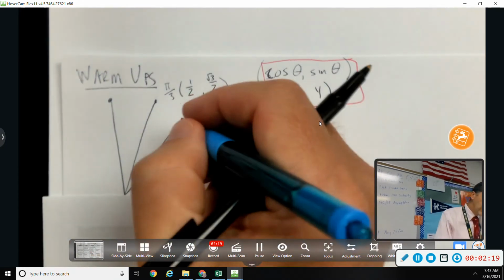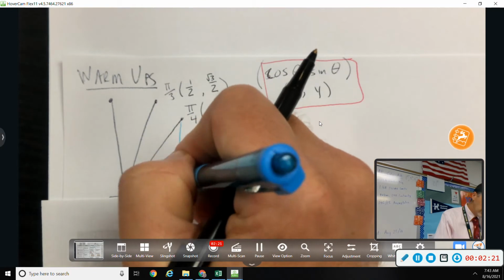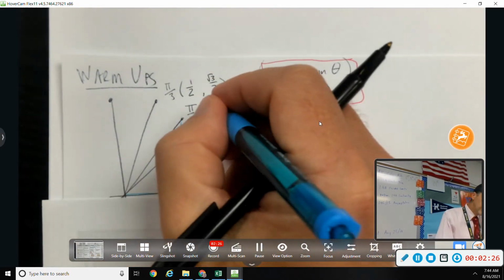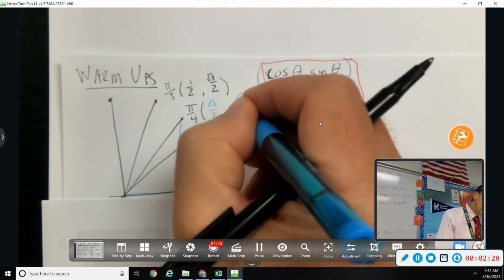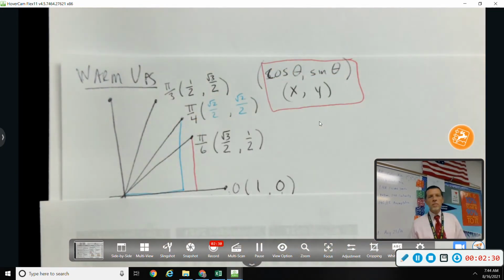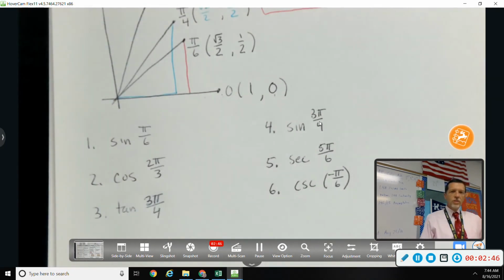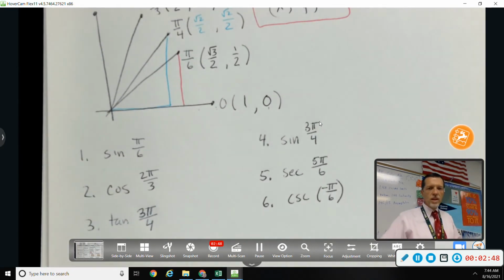And what about if the sides are equal, like at pi over 4? How long are those sides? Root 2 over 2. And that's kind of all you need to remember. After that, you can work your way around the unit circle and quadrants and who's positive and who's negative. But those are the key values. After that, we're good. So with that in mind, try those 6 problems. And then we'll see where we stand after that.